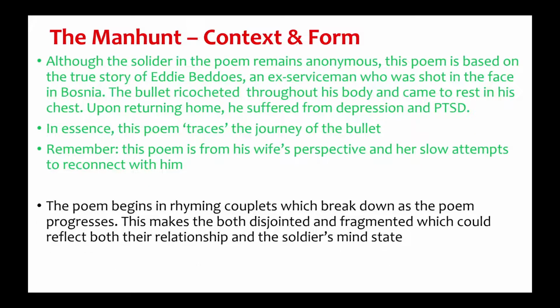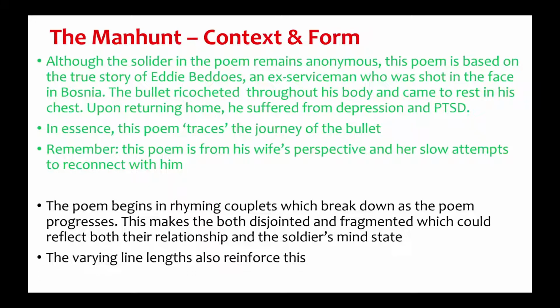Thinking about form now, the poem begins in rhyming couplets, which in a similar way to Cozy Apologia points towards a more traditional love poem. But you only need to look at this poem on the page to realise how fragmented and disjointed it is. And the rhyme scheme also breaks down as the poem progresses, which could reflect the kind of brokenness and fragmentation of their relationship, but also of the soldier's mind state.